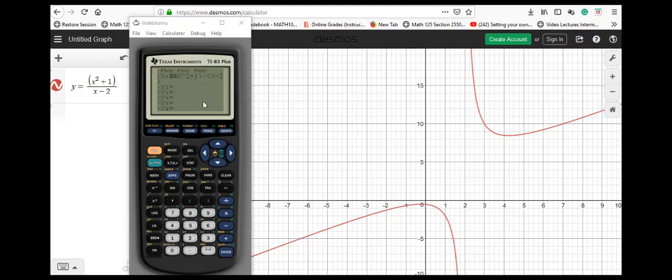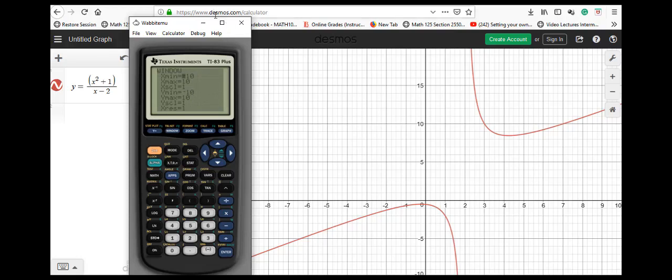If you use your graphing calculator and enter the function, you can click on y equals and enter x squared plus 1 over x minus 2 and hit graph. You can see the graph here. You don't see the oblique asymptote here. However, the shape of the graph appears. Make sure to adjust the window. I have it from -10 to 10 and the scale is 1.